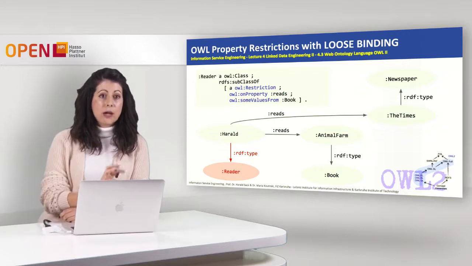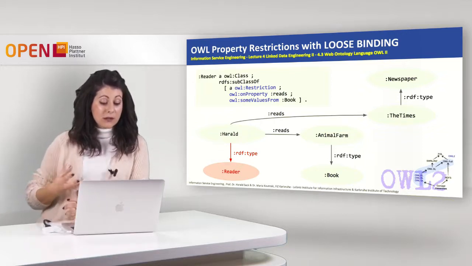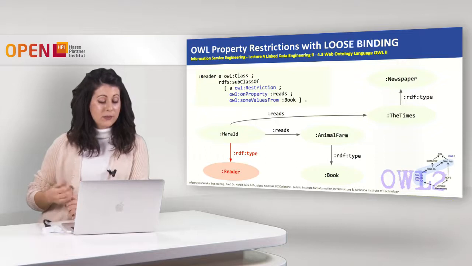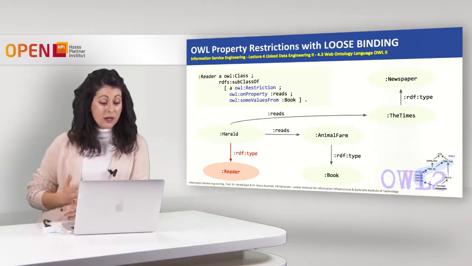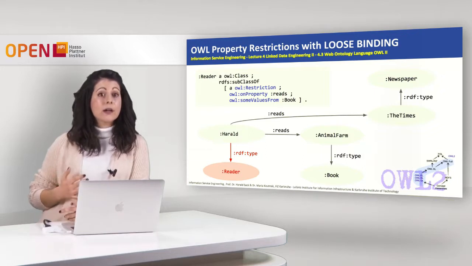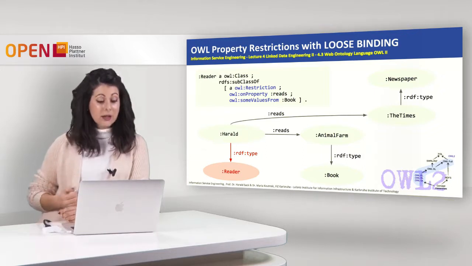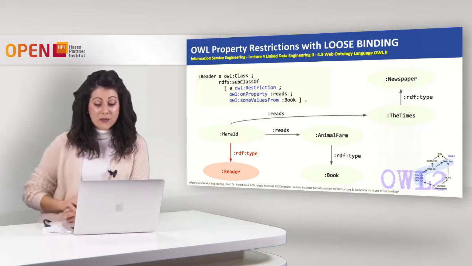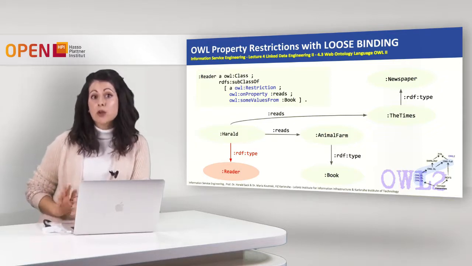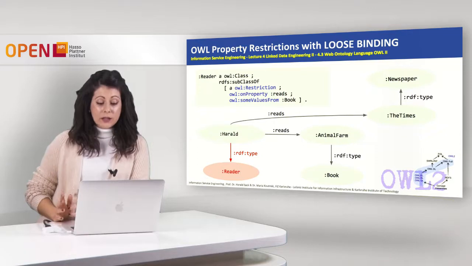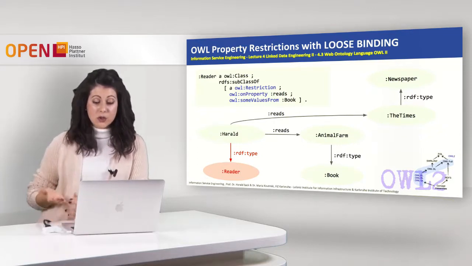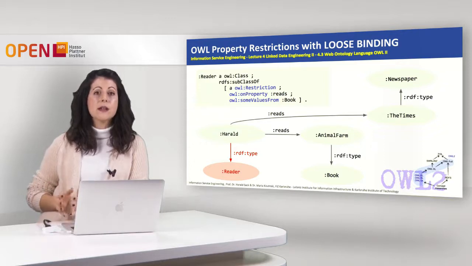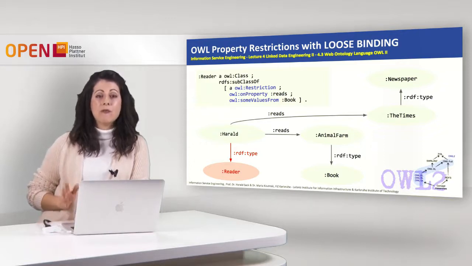We want to make some instances having as type the class reader. And we see here that Harold can be of type reader, since he reads Animal Farm, which is of type book. So it qualifies to be a reader. It doesn't matter if he also reads other stuff, a newspaper for example, as we have here, since here we have a loose binding. Some values should come from book, but not all values.